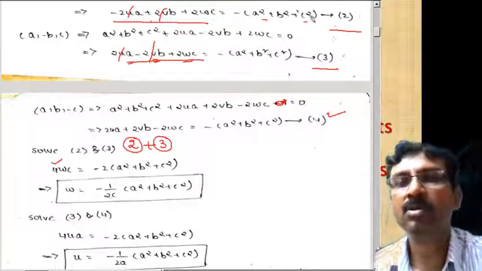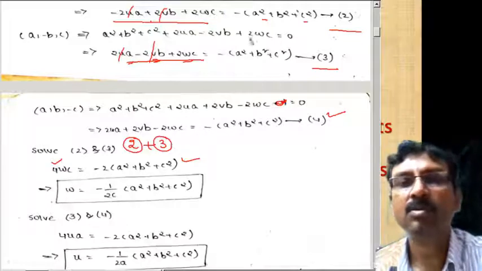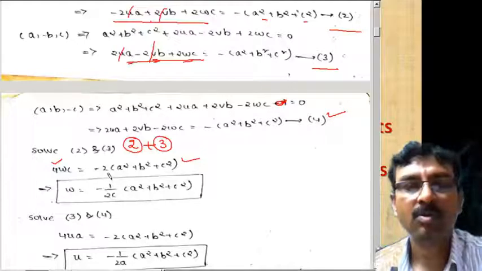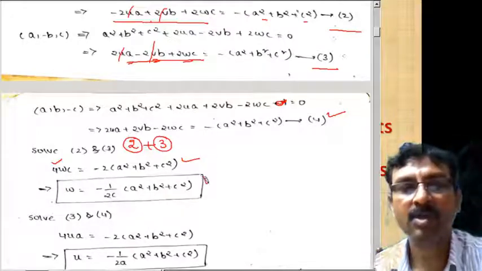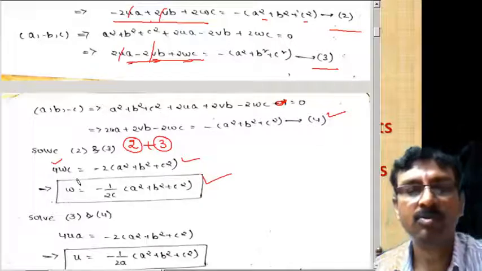On the right side, it is a 1 and a 1, so adding both we get minus 2 into a square plus b square plus c square. So w equal to minus 2 by 4, that is minus 1 by 2, times 1 by c into a square plus b square plus c square. So among u, v, w, we get one variable value, w, that is minus 1 by 2c into a square plus b square plus c square.